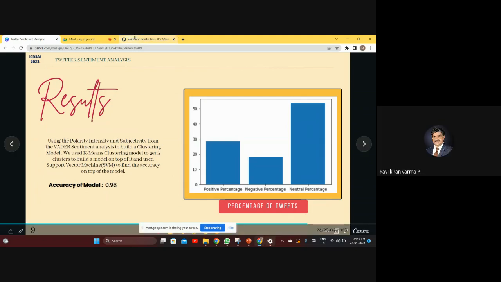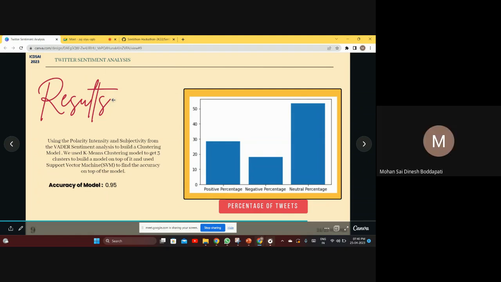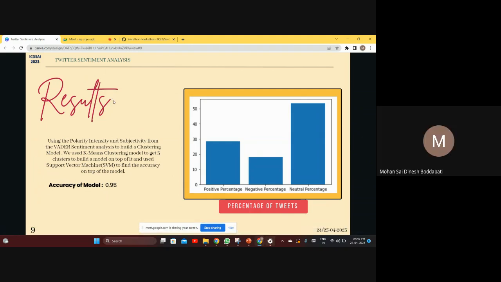Okay, but how did you convert that to the polarity? By using Vader sentiment analysis, sir. It is trained on more data. It is a Hugging Face transformer, so that we can calculate for each tweet. For each pre-processed tweet, we have calculated the intensity and subjectivity, sir.